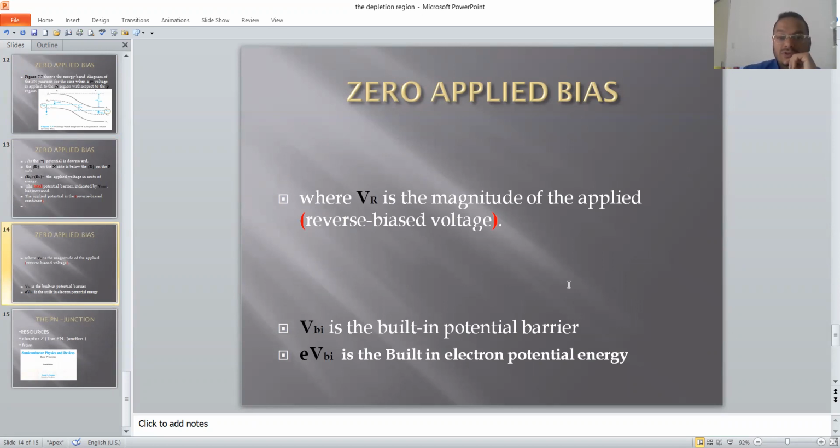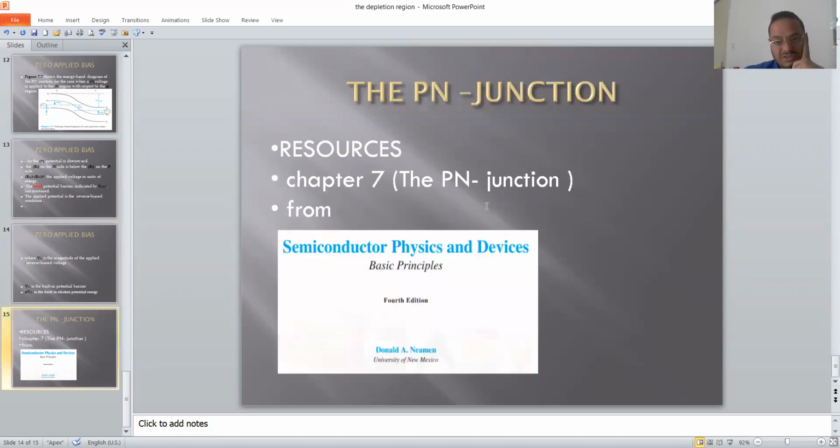Like we said before, VR is the magnitude. This element is important. What is the VR? The VR is the magnitude of the applied reverse bias voltage. We'll explain all of that in the next lectures.